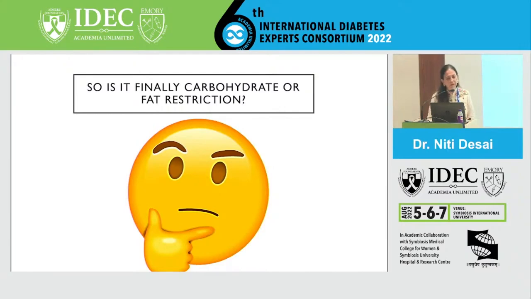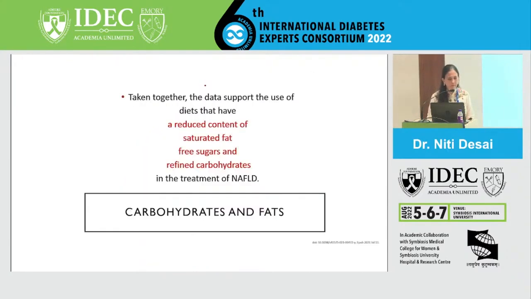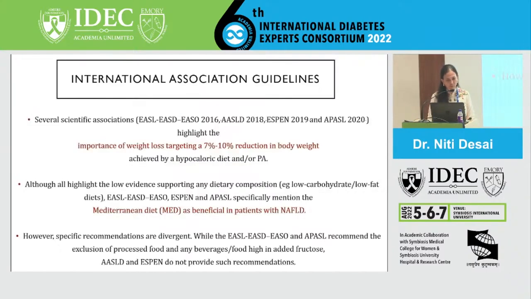So then, is it finally carbohydrate or fat who's the villain? Well, by the current evidence taken together, the data supports the use of diets that have a reduced content of saturated fat, free sugars, and refined carbs in the treatment of NAFL. So it's not one or the other, it's carbohydrates and fats that we need to reduce.